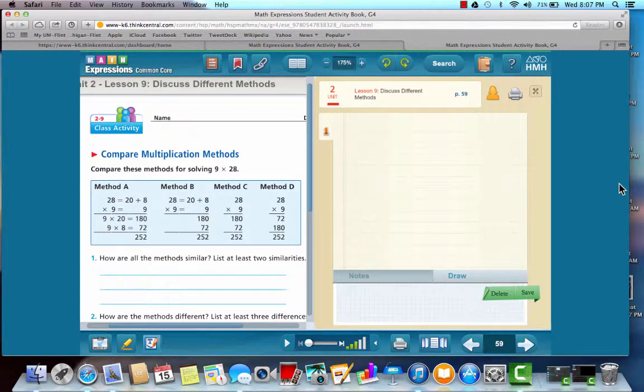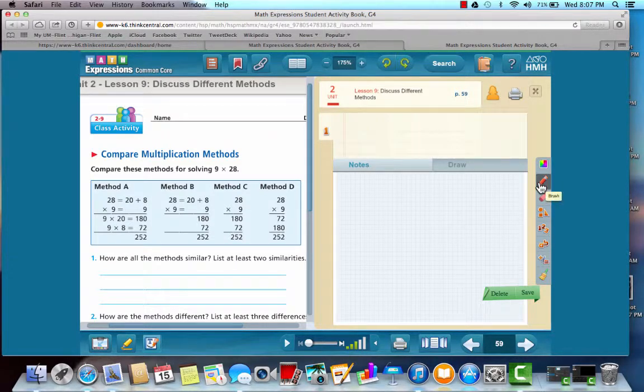Hi, we're looking at Unit 2, Lesson 9, discussing different methods of multiplication. If you notice, there are 4 different multiplication methods: method A, method B, method C, method D. Each of these methods looks at the same multiplication problem, 9 times 28, in the exact same multiplication problem for methods A, B, C, and D.